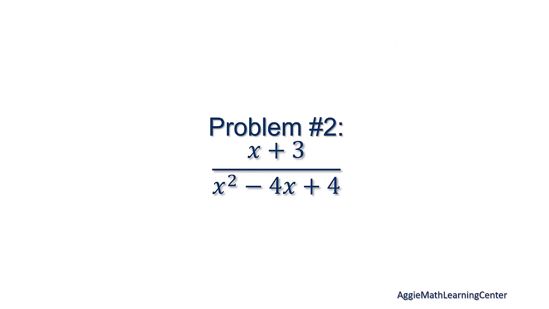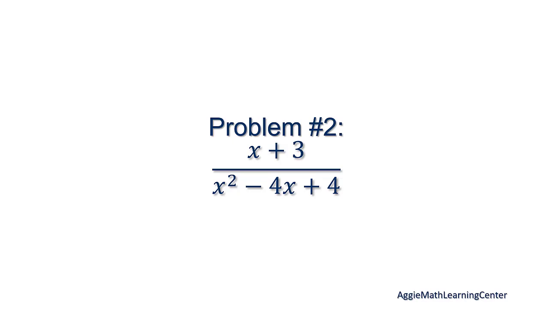Now that we have covered some basic techniques for partial fraction decomposition, we are going to work through an example that has repeated factors. We are given x plus 3 divided by x squared minus 4x plus 4, and are asked to use partial fraction decomposition to rewrite it. Pause and try to work out this problem on your own.